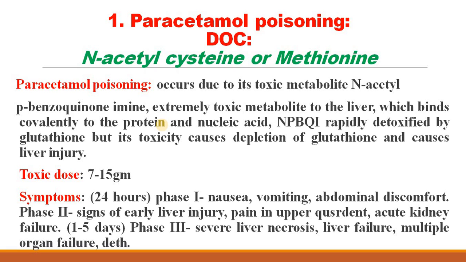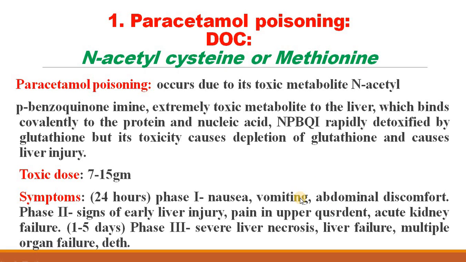So what are the symptoms of toxicity, or the symptoms of poisoning? Symptoms occur in three phases: phase first, phase second, and phase third. Phase first usually appears within 24 hours after consumption of paracetamol. Initially you will have nausea, vomiting, and abdominal discomfort. These are the toxic symptoms in phase first.